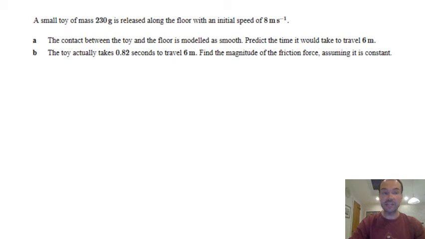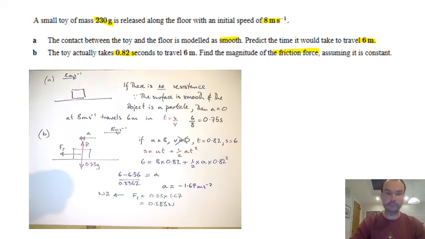Okay. Second example, a small toy of mass 230 grams. Right, grams, not kilograms. Initial speed of 8. A smooth floor. How long would it take to travel 6 meters? It actually travels the 6 meters in that time. Find the magnitude of the frictional force. Right, read that, underline the important bits.